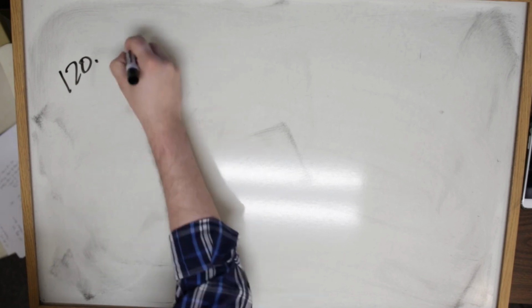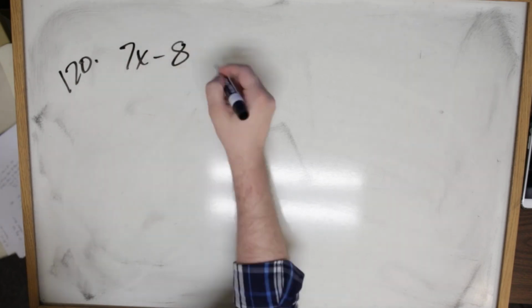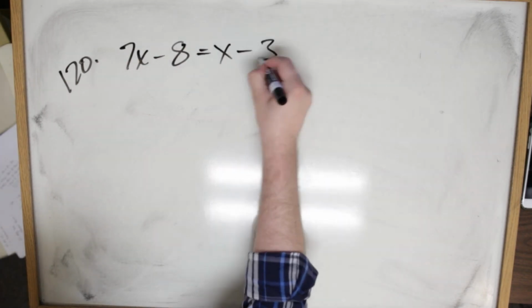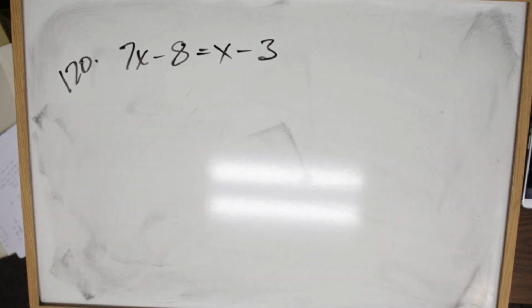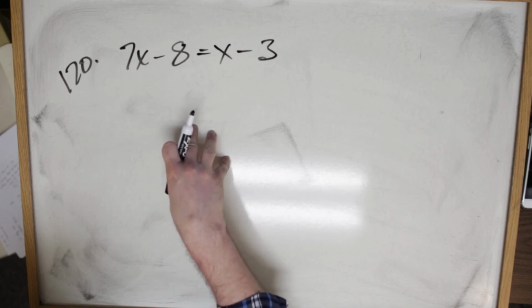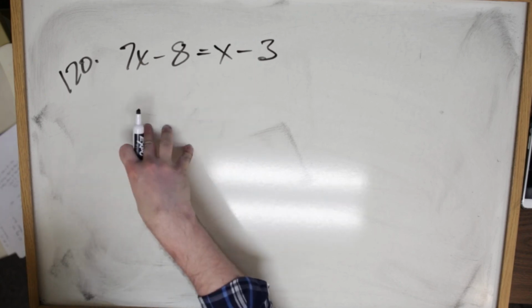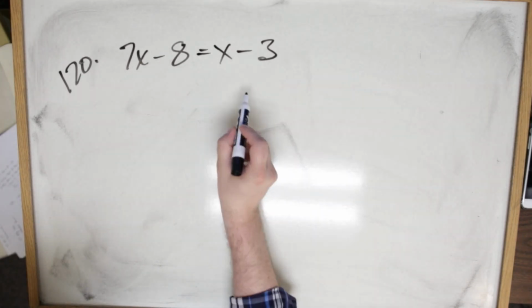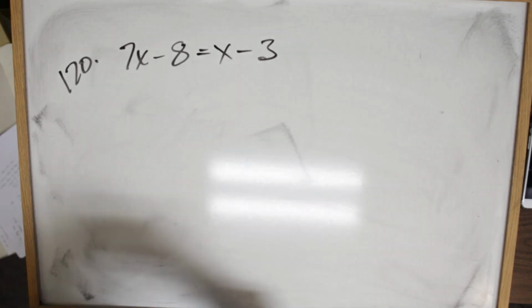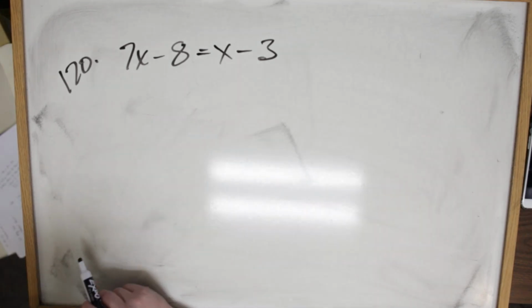Whew, I gotta wash this whiteboard off. It is getting nasty. All right, 120. 7x minus 8 is equal to x minus 3. So again, we want to get the numbers on one side, the variables on the other side. I tend to like having the numbers on the right-hand side and the variables on the left. You can do it however you want as long as they're all on the same side.